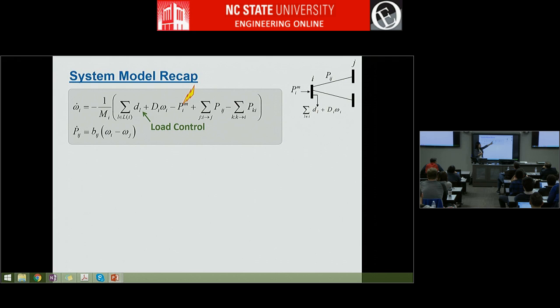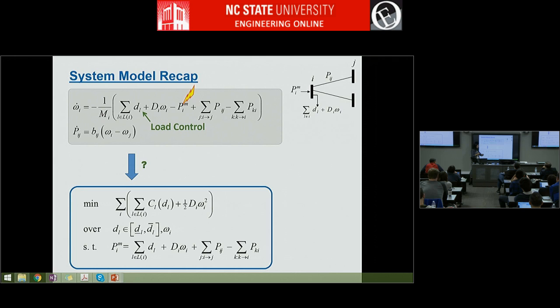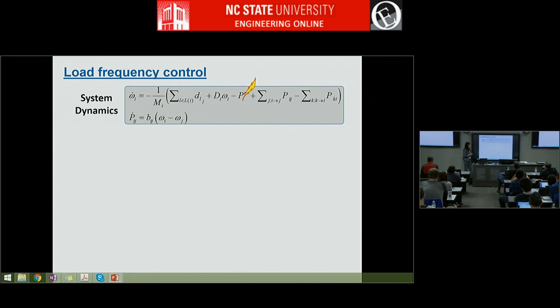How are we going to design the load control to coordinate the system, to guarantee the system minimizes disutility, minimizes frequency deviation, but still guarantees the power balance? So how are we going to do it? I'm not going to tell you the mathematical procedure. So this is the result.